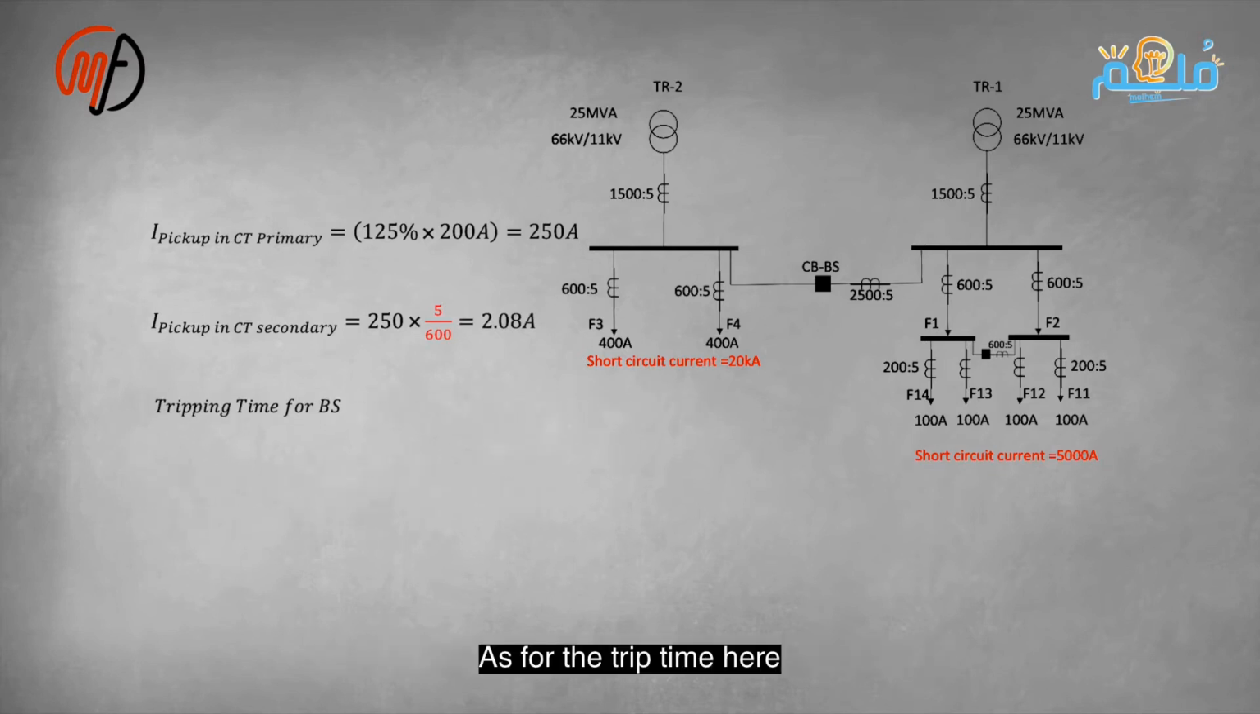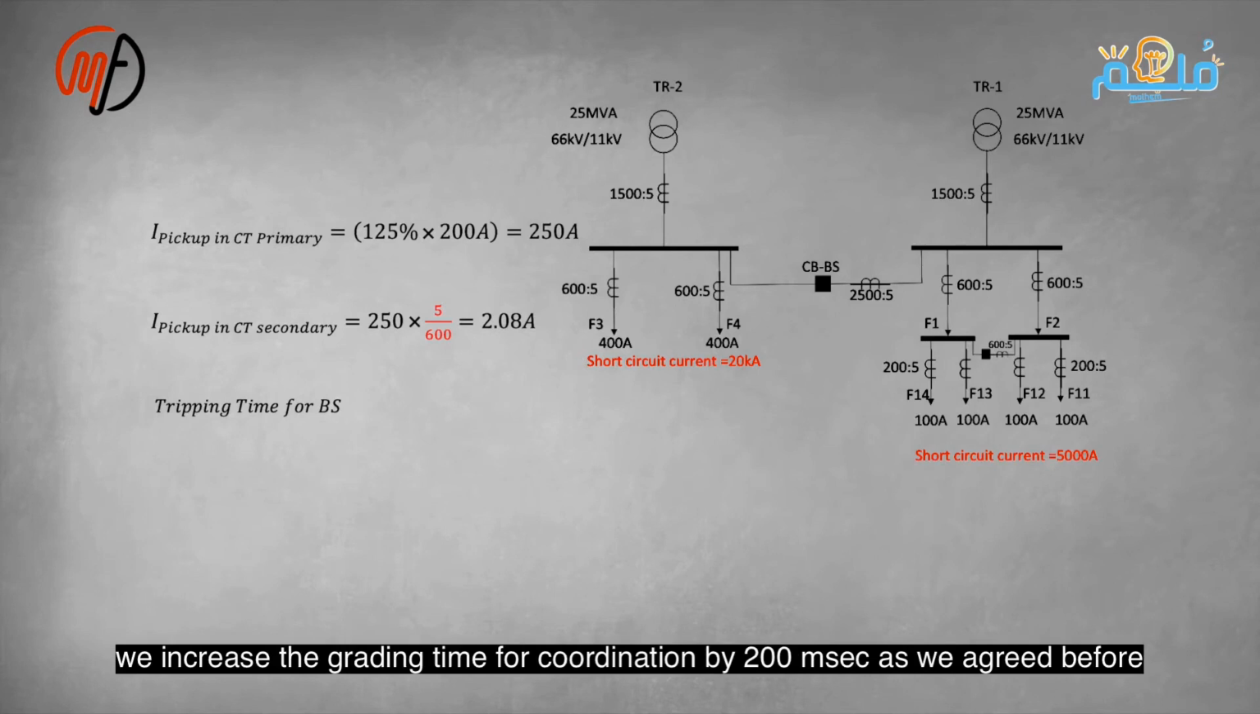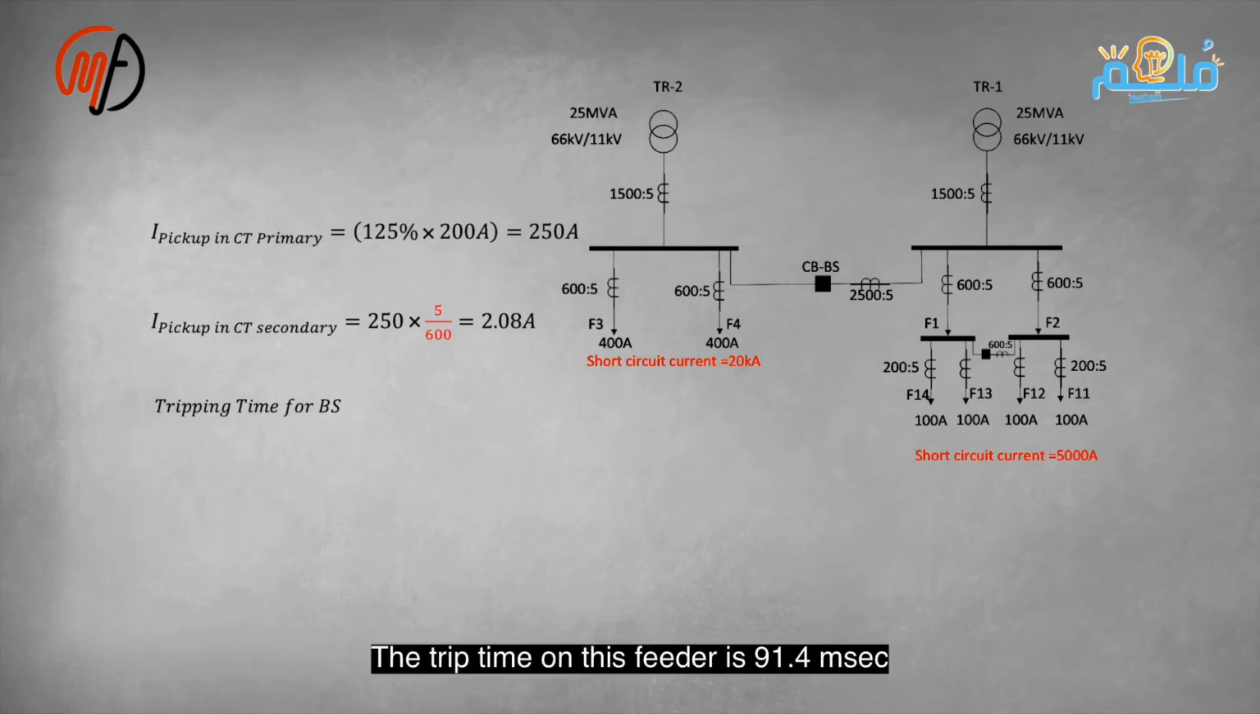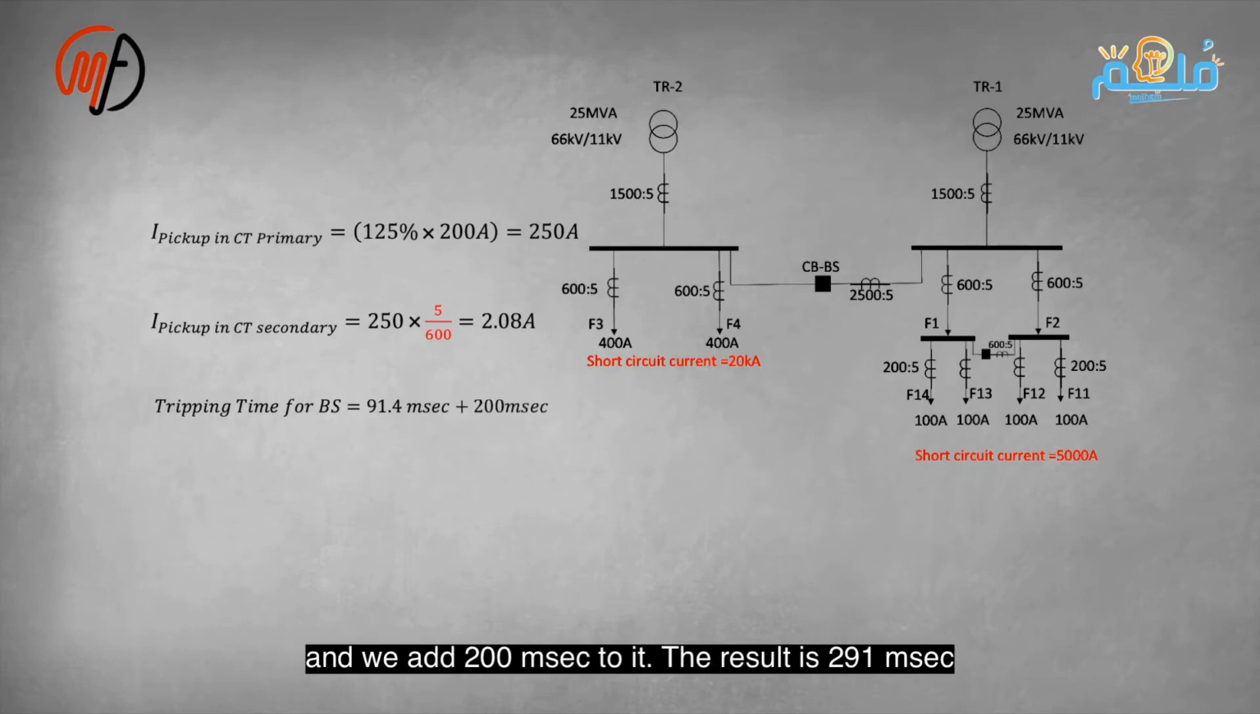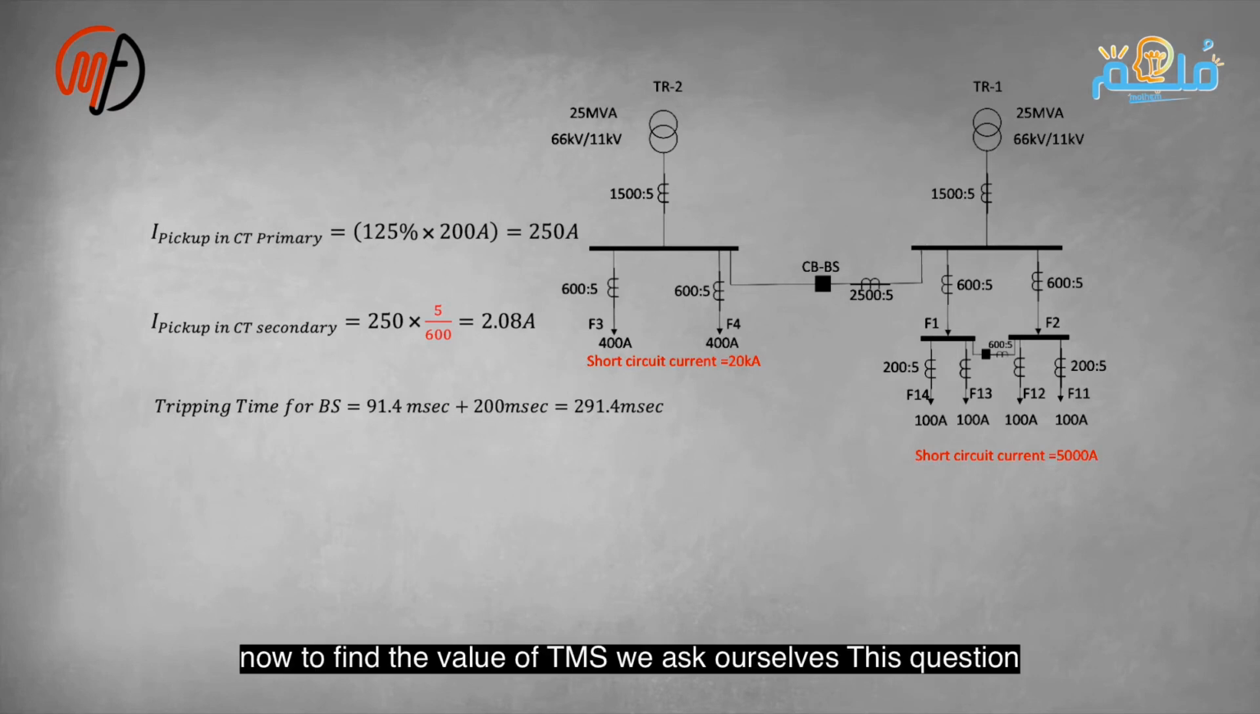As for the trip time here, we increase the coordination time margin by 200 milliseconds as we agreed before. So the trip time for this feeder is 91.4 milliseconds, and when we add 200 milliseconds to it, the result is 291 milliseconds, which is the time required to trip this feeder when a current of 5,000 amps flows. Now, to find the TMS value, we ask ourselves this question. What is the value that will give me the time when a current of 5,000 amps flows?